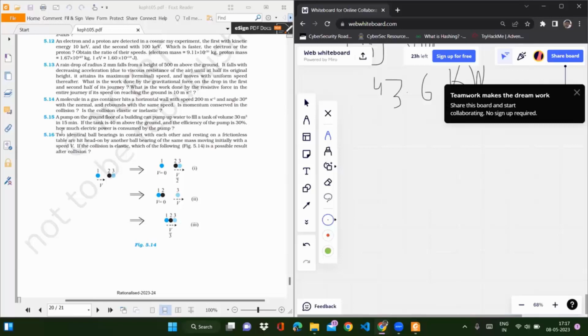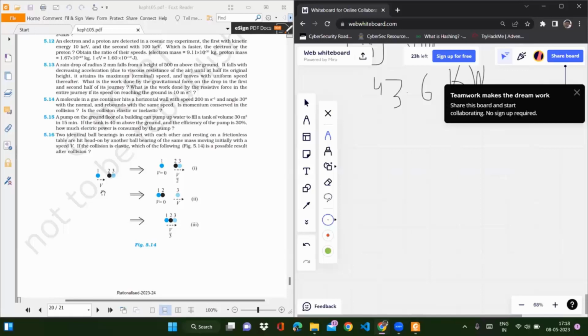So we have two identical ball bearings in contact. Here they are shown in the figure as 2 and 3, and one is coming with velocity v. This is also shown in the figure. The floor on which they are is given as frictionless, and the collision by this one ball with 2 and 3 will be head-on, and all three are of the same mass. It is asked, if the collision is elastic, which of the following is a possible result of the collision.